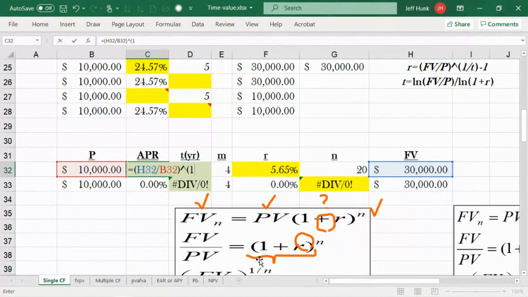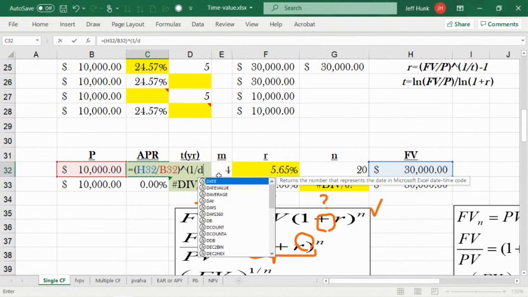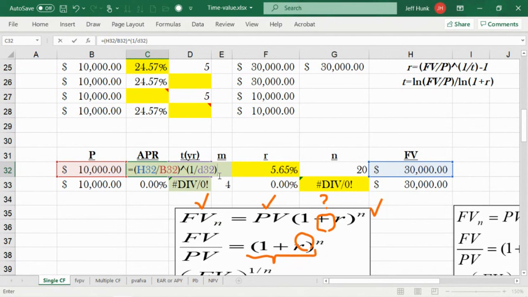Why? Okay, go ahead, divided by D32. Did you say D? D32. Yeah, that's fine. In this case, D32 because we are finding the annual rate, right? D32 minus 1.